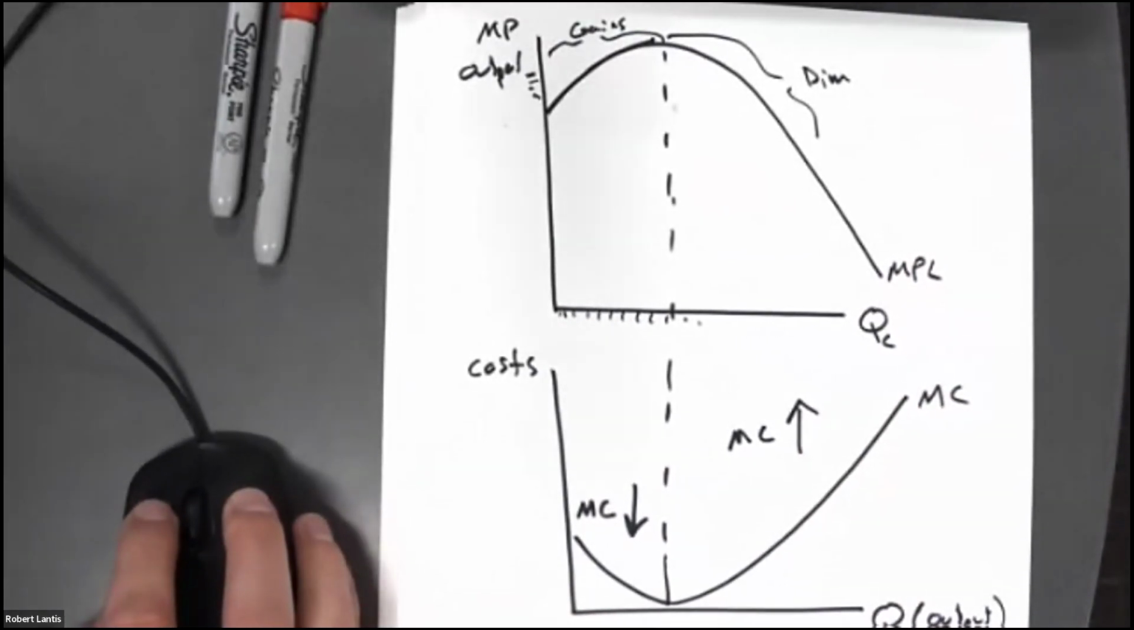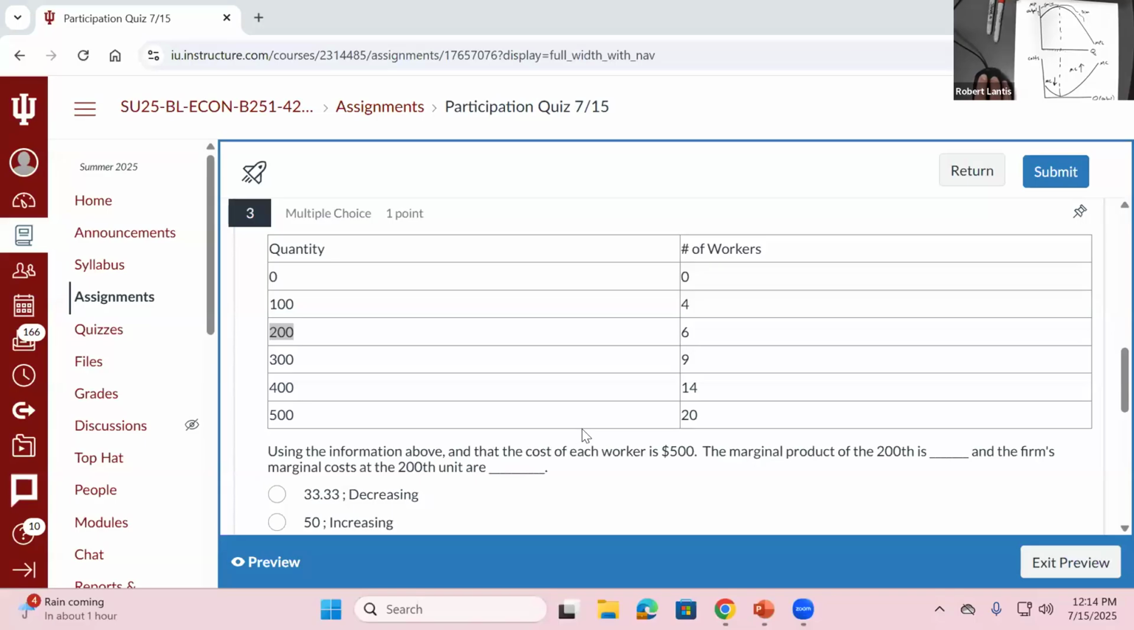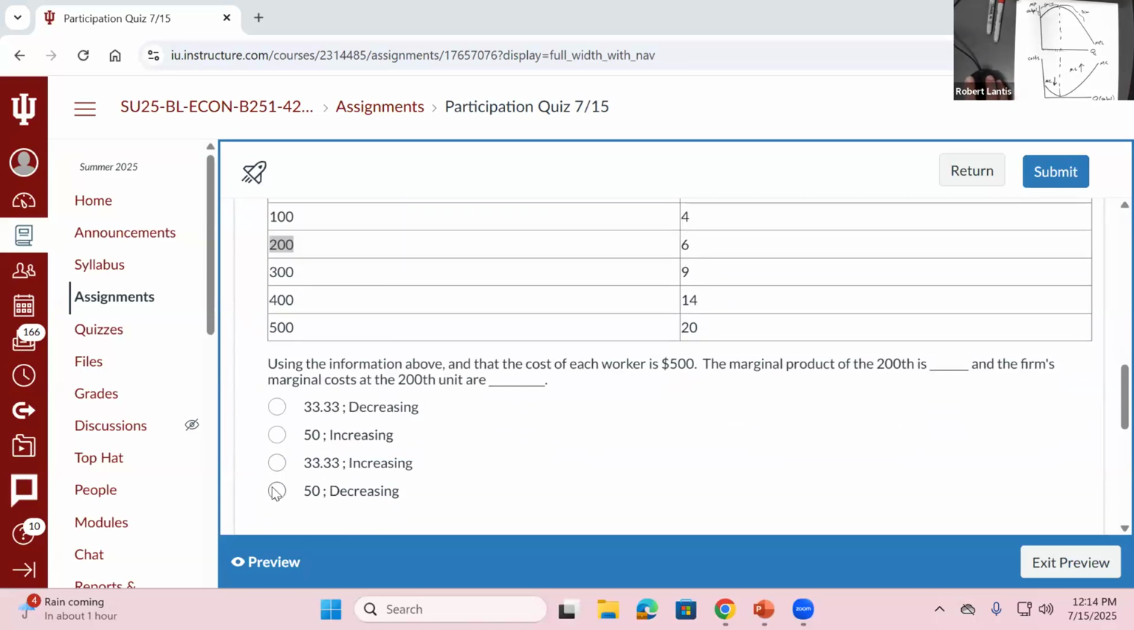Okay. So we're thinking about this problem. For that 200th unit, what's happening to the marginal productivity of labor? The first 4 workers, what was the marginal productivity of labor? Change was 100 over 4, so 25. And we just said the marginal product of the 200th unit was what, 50? So the marginal productivity of labor is going up, or increasing, which means we know that the marginal costs must be decreasing. Okay.